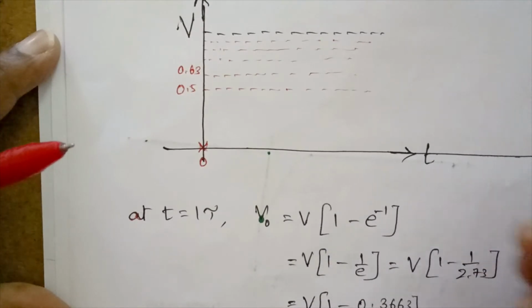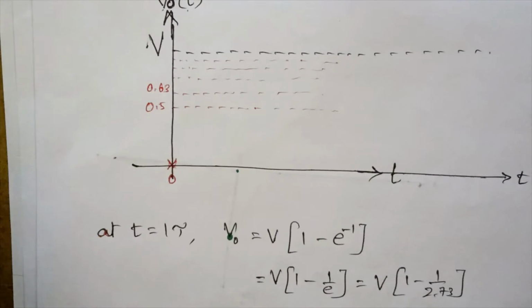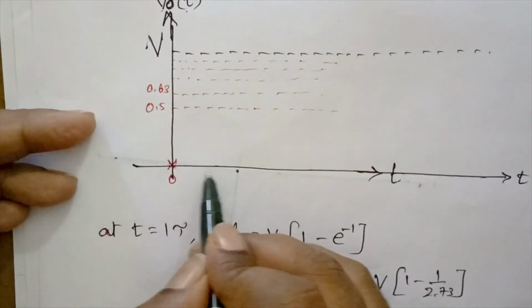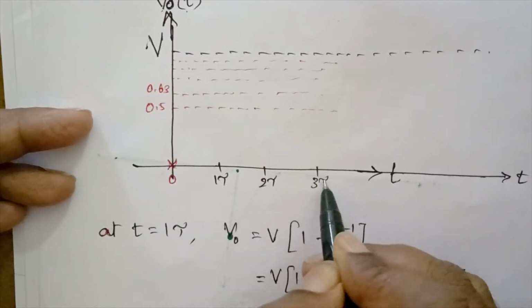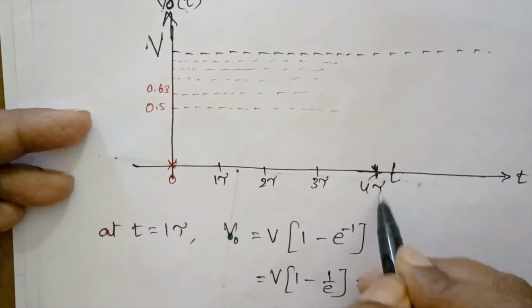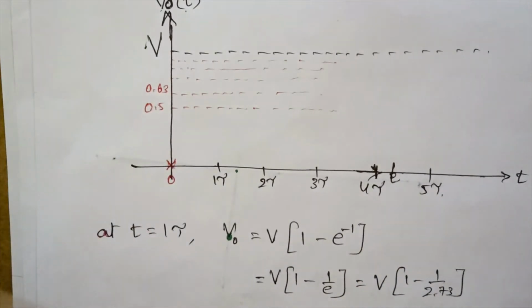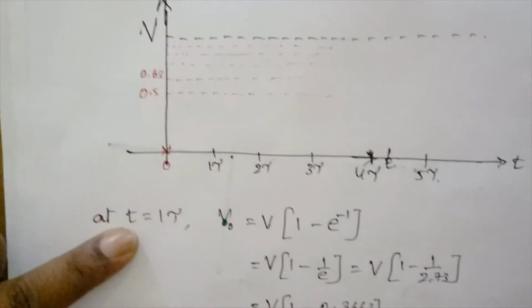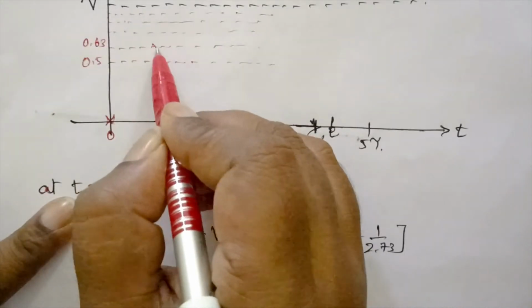So let this be t and this one be 1. Let us assume that, and here also I mention some points. Let this be 1 tau, this 2 tau, this 3 tau, this 4 tau, and this 5 tau. Now at t equal to 1 tau, what is the value we are getting? 0.63. So at 1 tau I am getting 0.63.